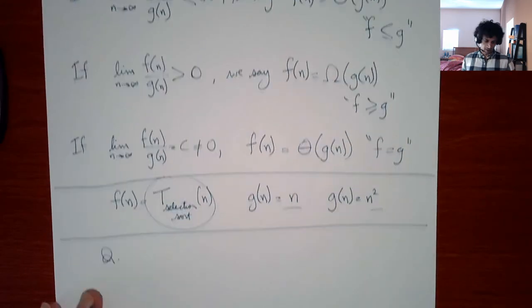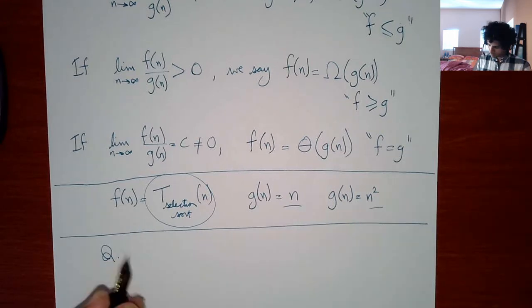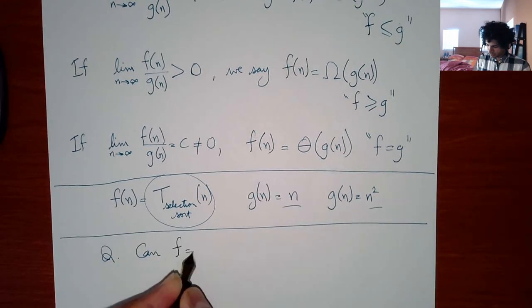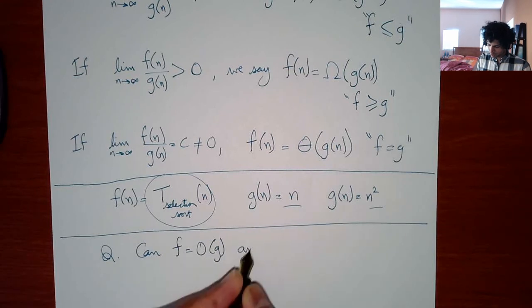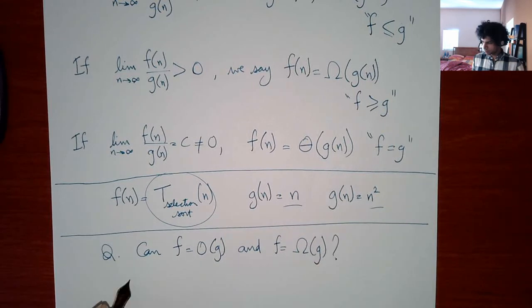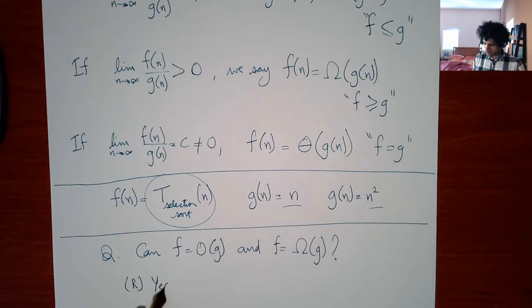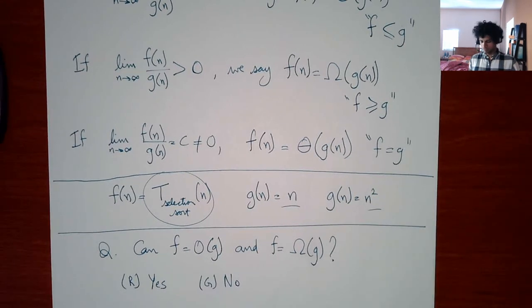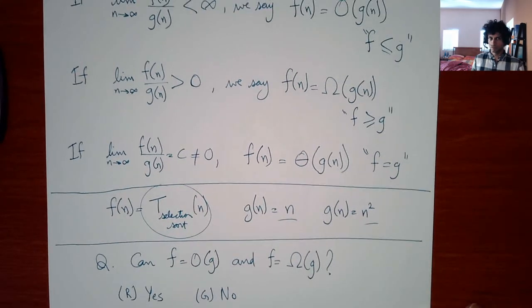So let me ask my first question. Can f be O of g and f be big omega of g? Say yes, and g is no. Okay, so let me launch the poll. Here are your definitions. So R is yes and G is no.